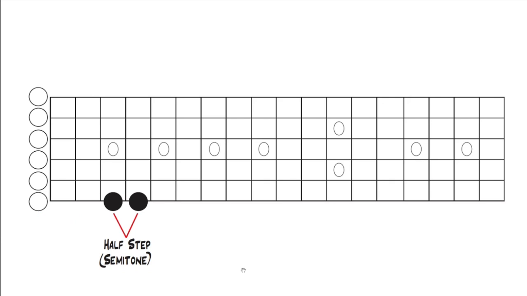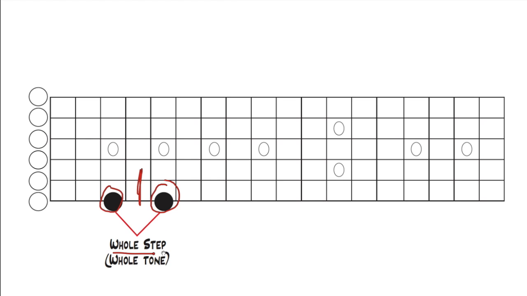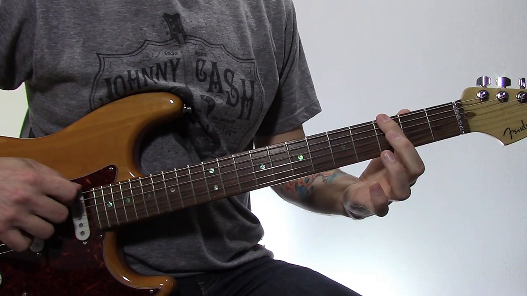Your next distance that you can have is what's called a whole step or a whole tone. So that's when you start in one fret and skip a fret and then go to the fret after that. That's called a whole step. So whole steps have one fret in between them.